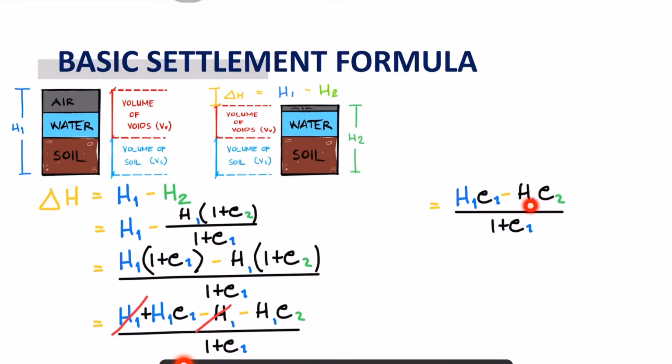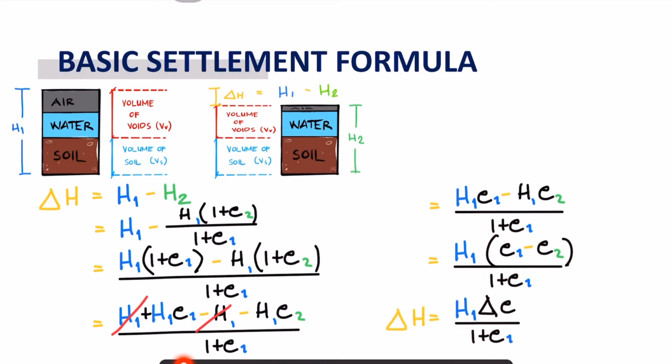So, ngayon, mapapansin natin, parehas lang naman yung H1. So, I can factor out H1. And then, matitira dun sa ating parenthesis ay E1 at saka yung ating E2. So, ito siya, initial void ratio minus yung second void ratio natin, which we can express as change in void ratio. At ito na po yung ating basic settlement formula.